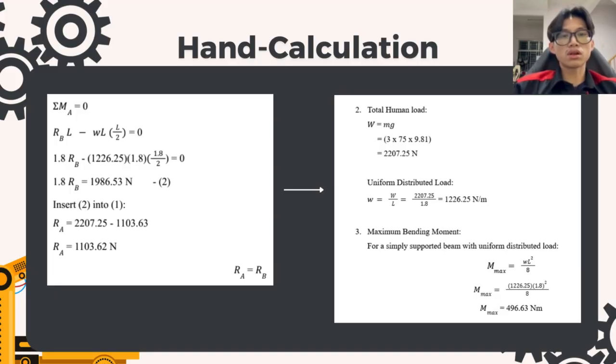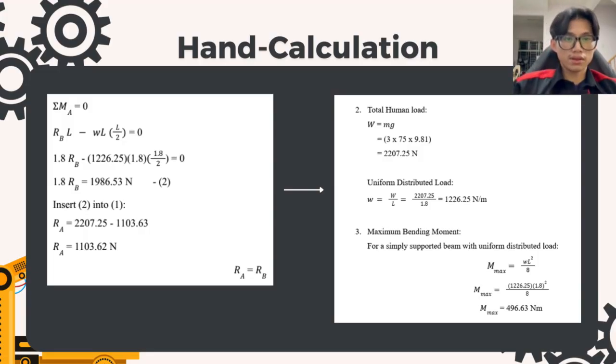Number 2, total human load is equal to M times G. So the answer is 2207.25 Newton. And the uniform distributed load is weight over length. So the answer is 1226.25 Newton per meter.